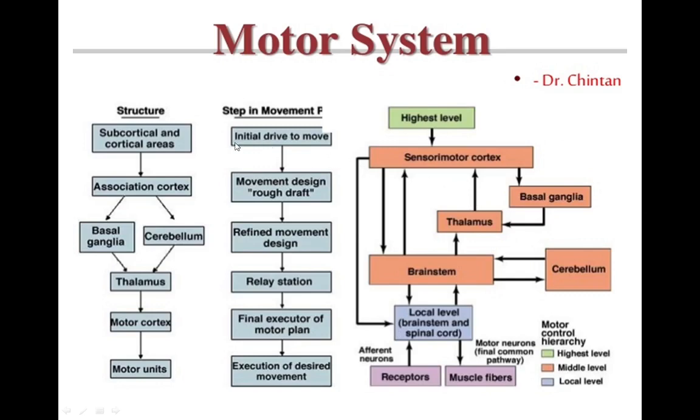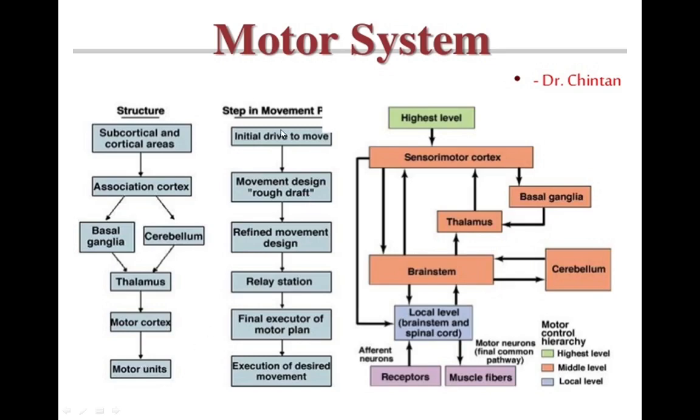Okay, so the structures can be subcortical and cortical structures, controlling association cortex, then of course it's basal ganglia, cerebellum, thalamus. As you can see here, all these are sending information to the basal ganglia and cerebellum, which sends back to the motor cortex, and motor cortex sends motor information to the motor units through the descending tracts. Okay, clear.